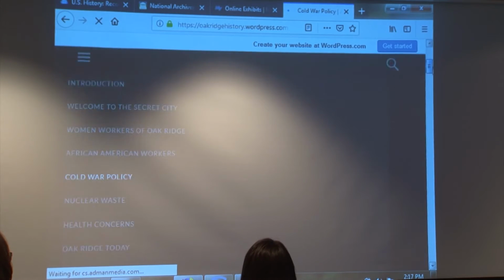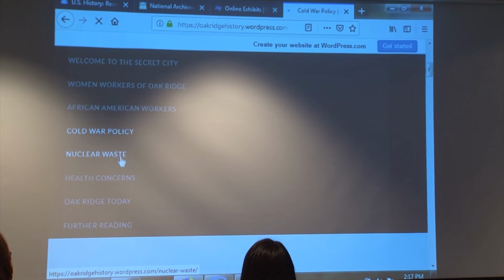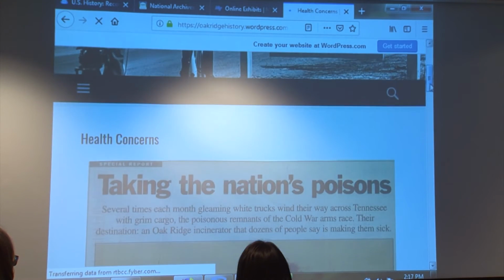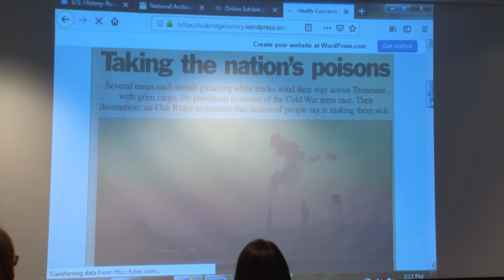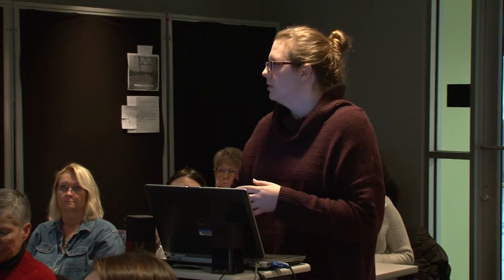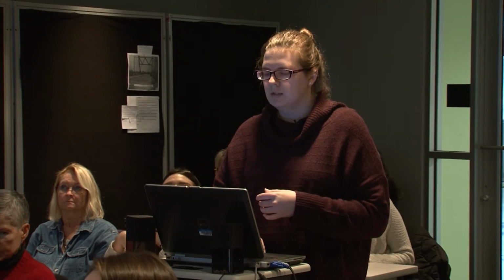And if we look at these tabs, it goes all the way into what was being dealt with nuclear waste, health concerns. So if we click on this, from the people who have worked at Oak Ridge, from its foundations, they have unfortunately gotten a lot of illnesses that a lot of their doctors think they traced back to working in these plants and doing these kinds of activities.